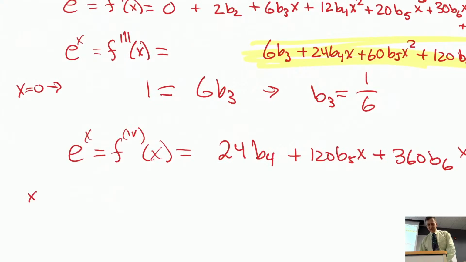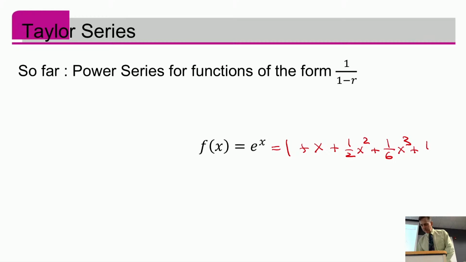And then we're going to let x equal 0, which means on the left you'll have 1. On the right you'll have 24 times b sub 4, which means b sub 4 is 1/24. Let me go back to PowerPoint land. Oh, this is so cool. 1/24, x to the 4th. I'm going to put dots in there.